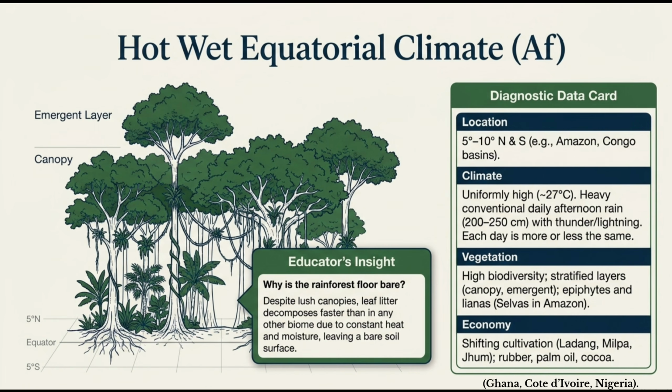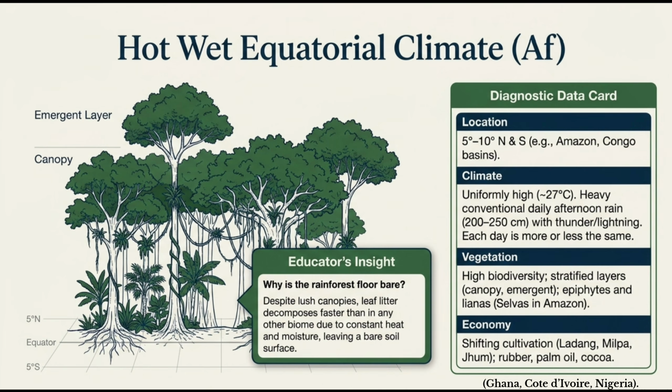Vegetation: tropical evergreen rainforests, called selvas in the Amazon. High biodiversity, stratified layers: canopy, emergent, epiphytes, and lianas. Leaf litter decomposes faster than in any other biome, leaving a bare soil surface. Vegetation composed of plant forms that reach up into the canopy vicariously by climbing trees or growing as epiphytes rooted on upper branches. This is the classic UPSC description of tropical rainforest.